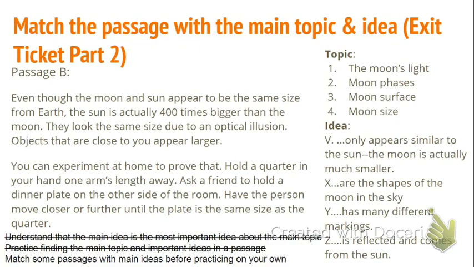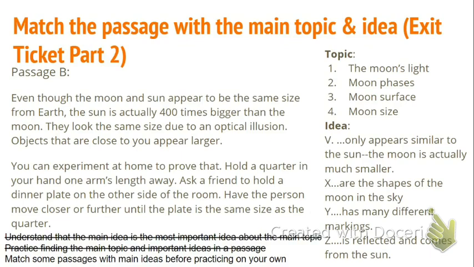Passage B, I'd like you to match a topic and an idea that goes with this passage. Even though the moon and sun appear to be the same size from Earth, the sun is actually 400 times bigger than the moon. They look the same size due to an optical illusion. Objects that are close to you appear larger. You can experiment at home to prove that. Hold a quarter in your hand, 1 arm's length away. Ask a friend to hold a dinner plate on the other side of the room. Have the person move closer or further until the plate is the same size as the quarter.